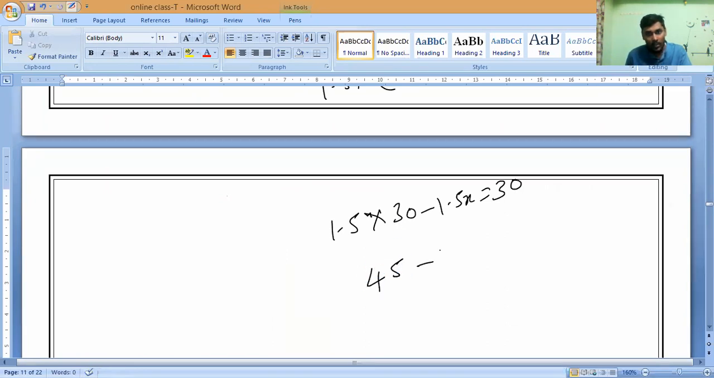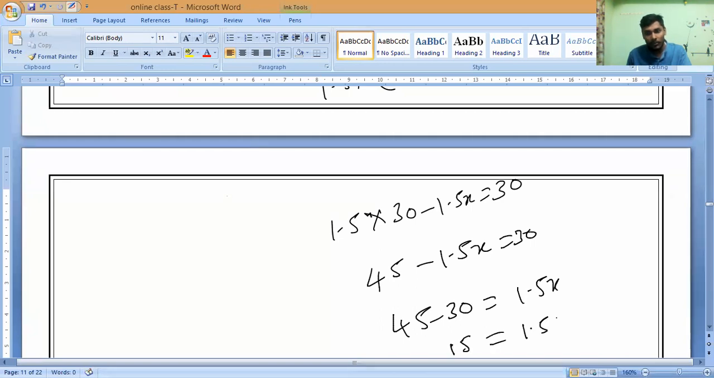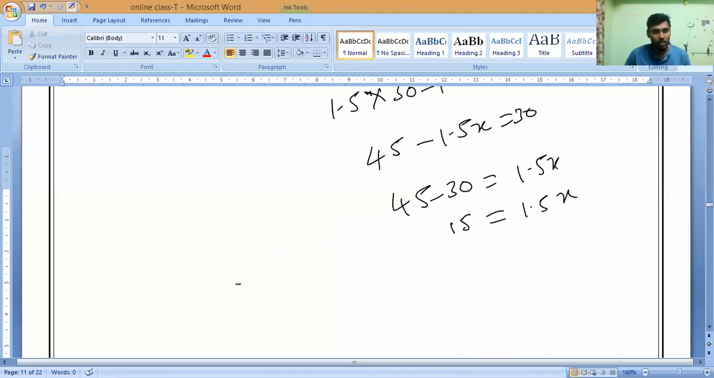45. Is it yes or no? 45 minus 1.5x is equal to 30. So now 45 minus 30 is equal to 1.5x. Now 45 minus 30, how much, guys? 15. So 1.5x equals 15. x is equal to how much? x is equal to 15 divided by 1.5.